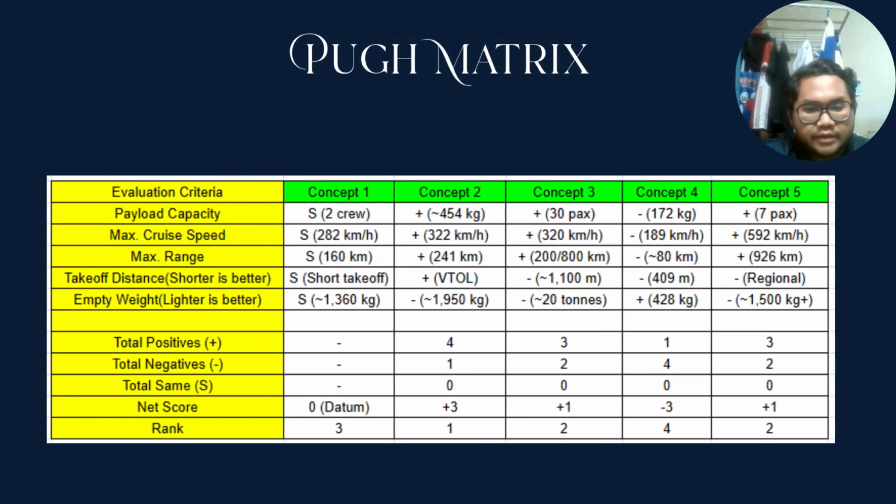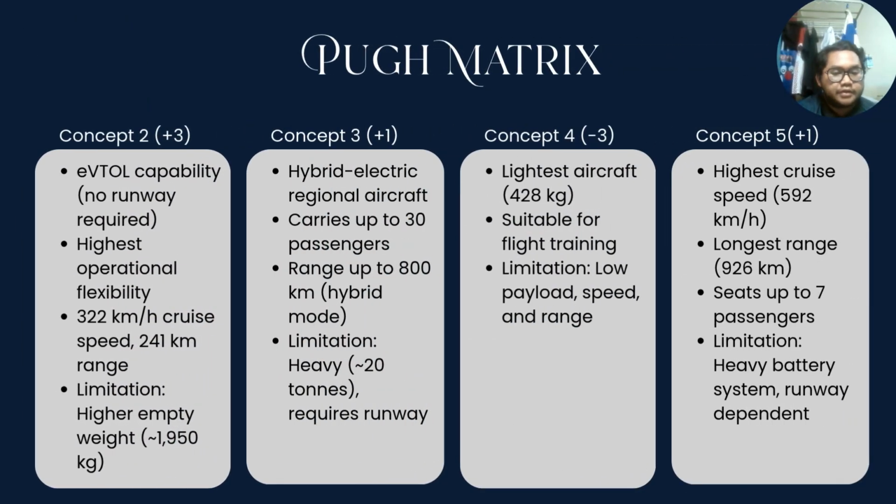Finally, we evaluated these concepts using the Pugh matrix, where Concept 1 was used as a datum for the comparison. Each concept was assessed based on criteria such as wing design, payload, propulsion, cruise performance, range, and operational efficiency. According to our evaluation, Concept 2 achieved the highest overall score because it provides the best balance of performance, flexibility, and efficiency.